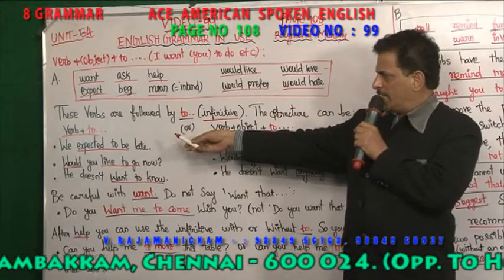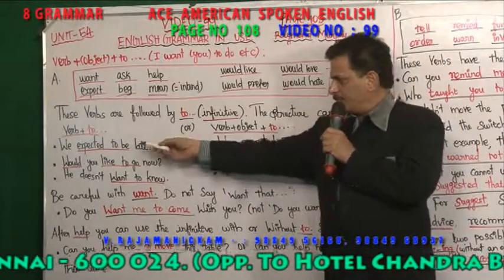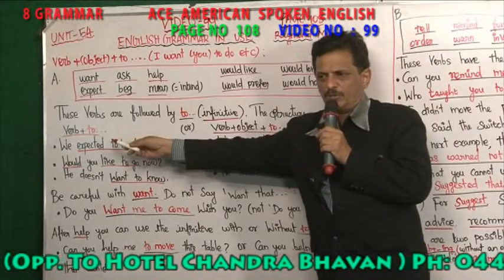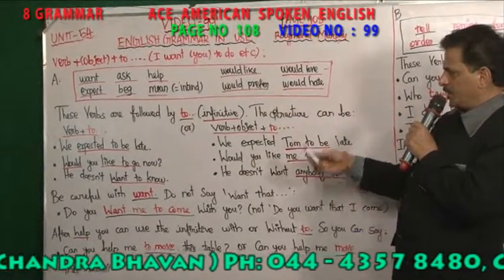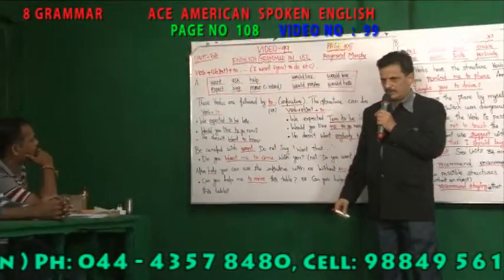After expected, to be is an infinitive, right? We expected to be late. Or after expected, you are using an object: we expected Tom to be late. So Tom is an object. Expected, you can use with an object, and without an object also you can use, right?